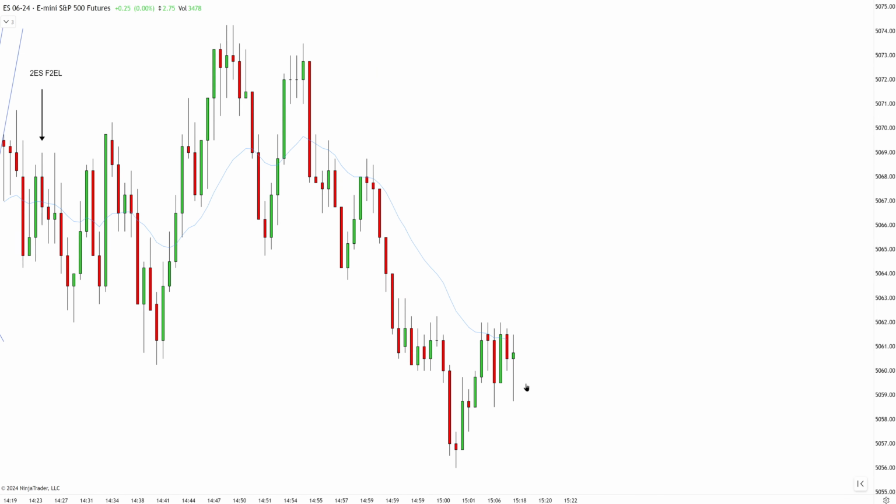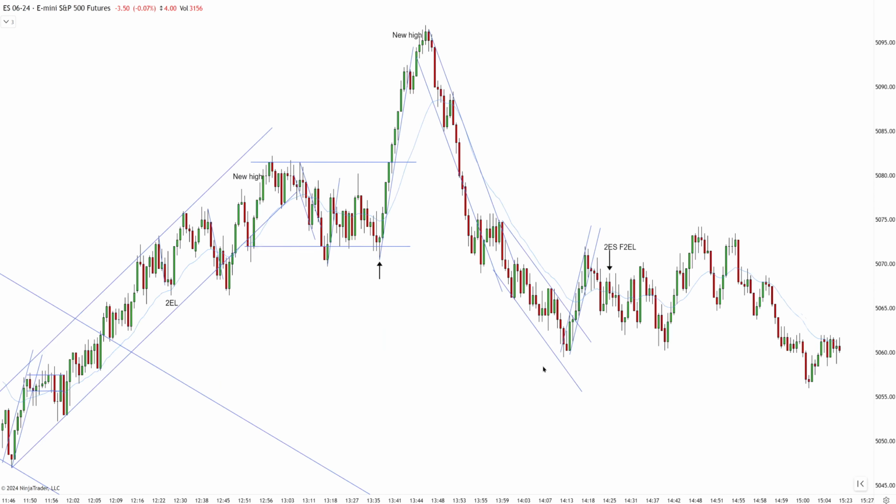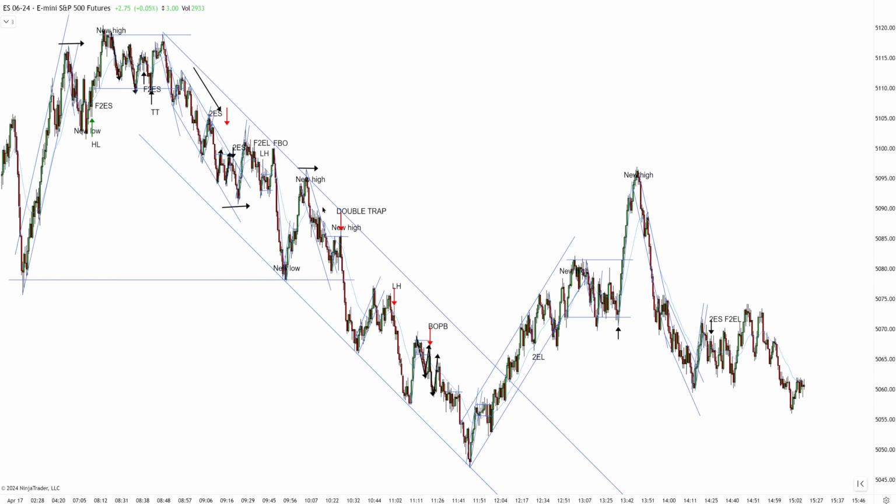The market is about to close. So this is the overall structure for today. As you can see, a lot of price action. The bars got much bigger.